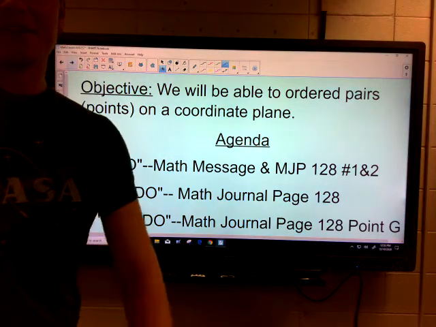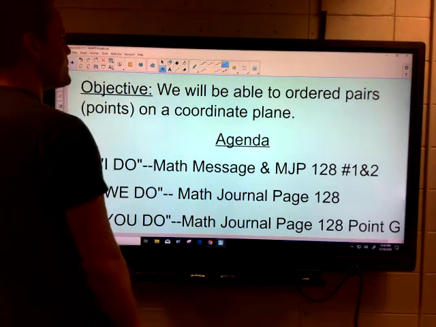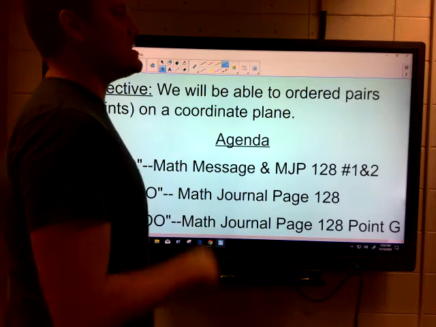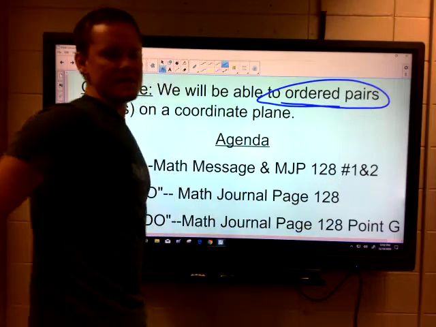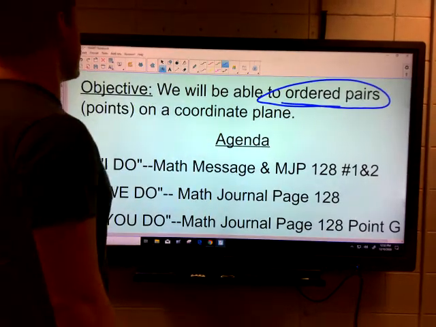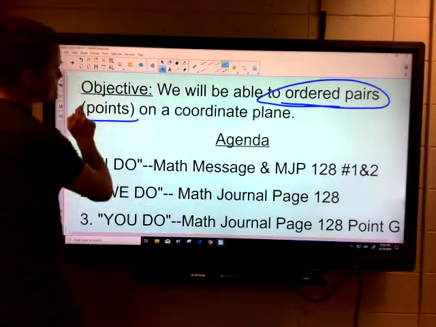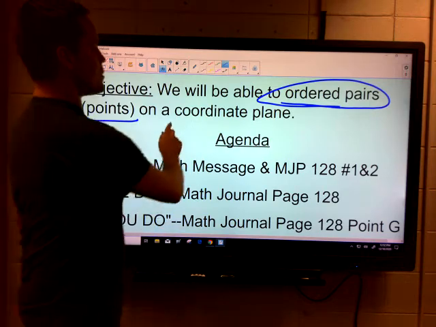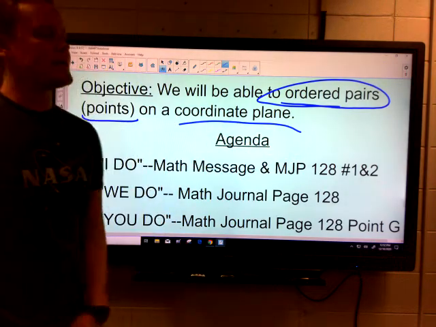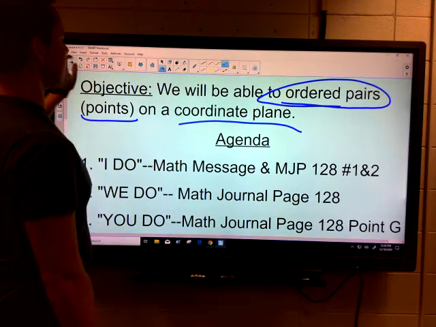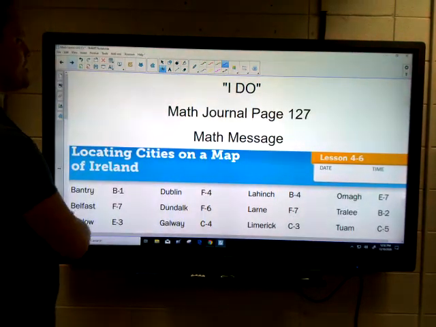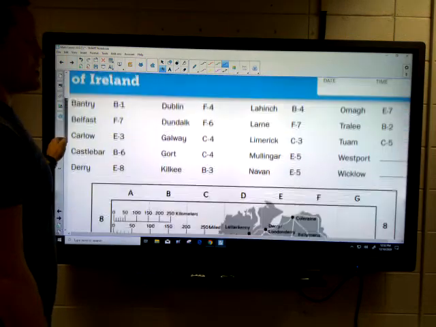I think we're gonna do coordinates. All right, let's take a look at what we are doing. Take a look at my presentation, okay? Make sure you pinned my camera, right? Here we go. Today we are working with something that's called ordered pairs, also known as points on a coordinate plane, okay? So, ordered pairs on a coordinate plane. Let's take a look at that math message on page 127.